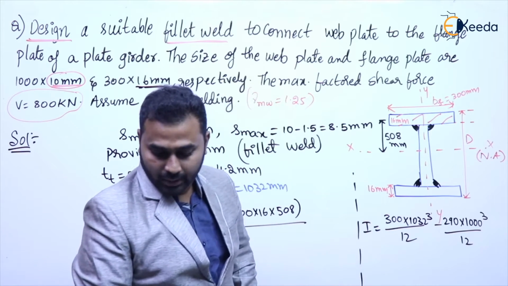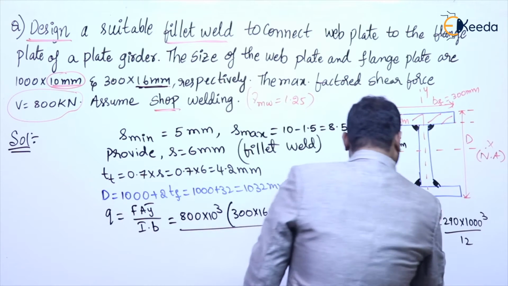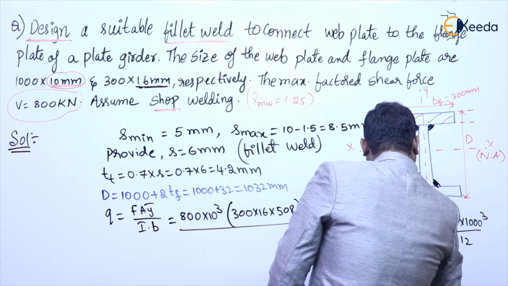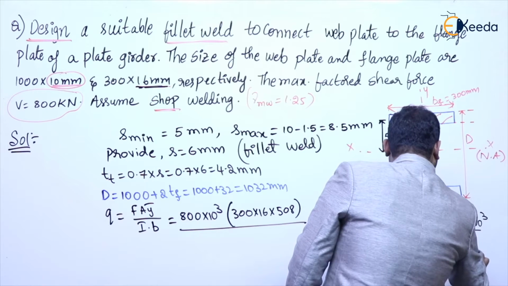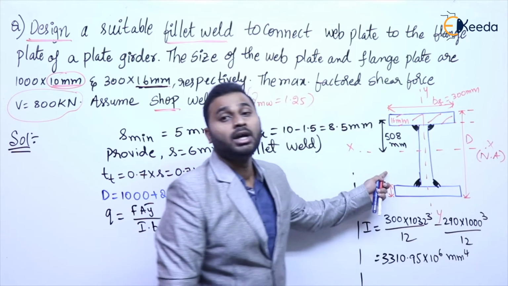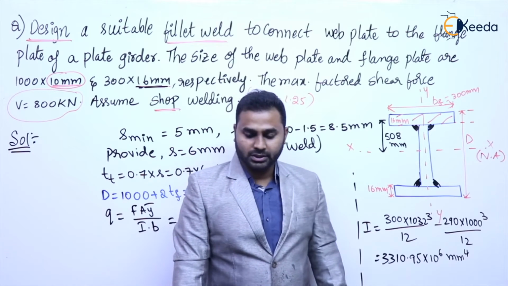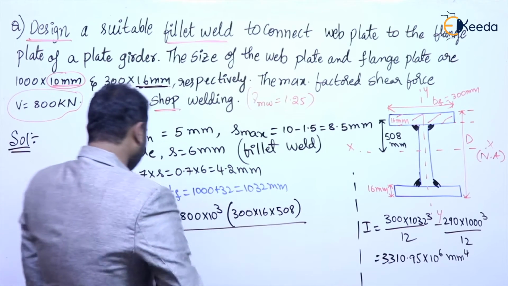So this comes out to be 3310.95 into 10 to the power 6 mm to the power 4. That is the moment of inertia of this welded plate girder, or you can say this I section. Clear? How much? 3310.95 into 10 to the power 6 mm to the power 4. So that is the moment of inertia.